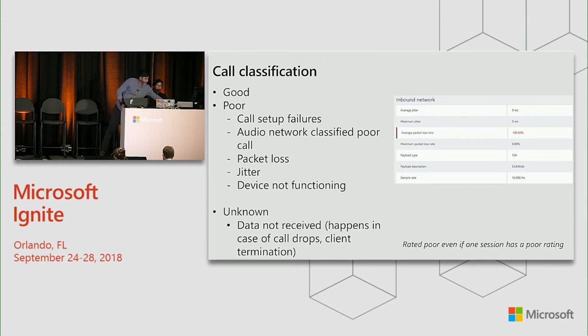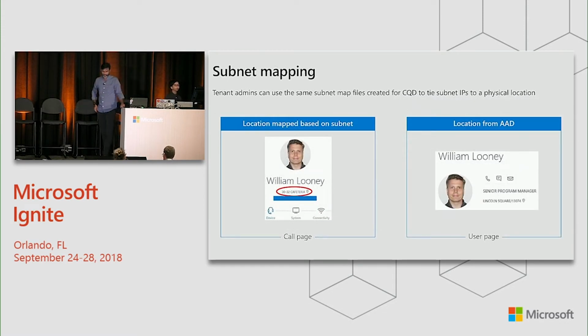Subnet mapping. While we have a ton of data that we have captured, and we are doing a little bit of analytical work in terms of classifying that as poor or good, we want to make sure that we are leveraging what we already have for CQD. So how many of you are familiar with subnet mapping and have done that? That's great. For subnet mapping, you don't have to do anything specifically different here. We use the same subnet mapping that you do for CQD. We take the same TSP files, and then you see a different user page and call page.